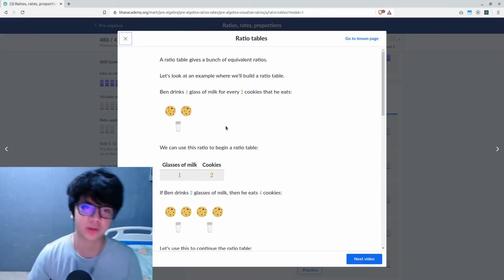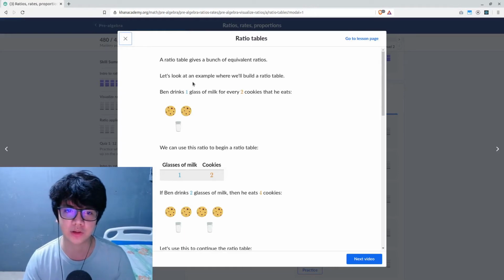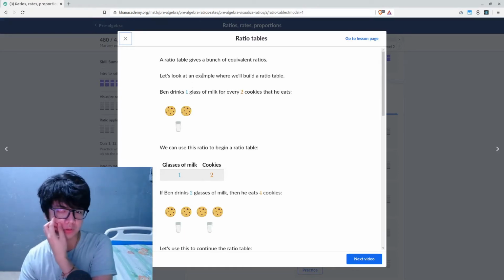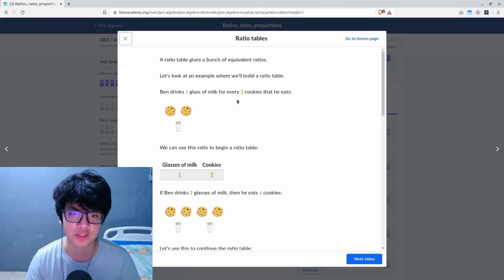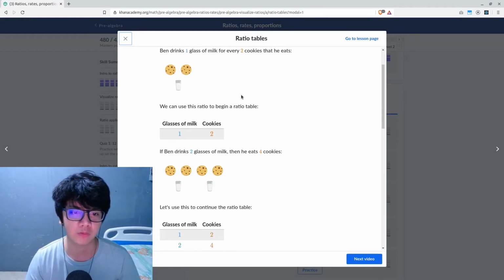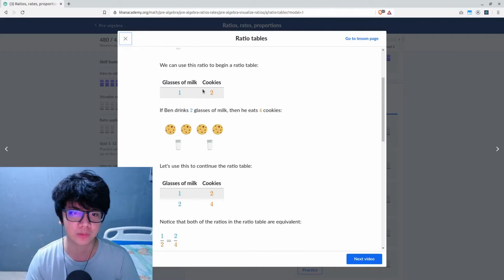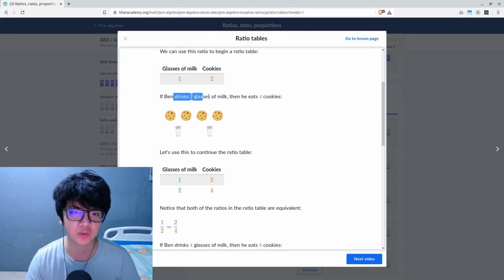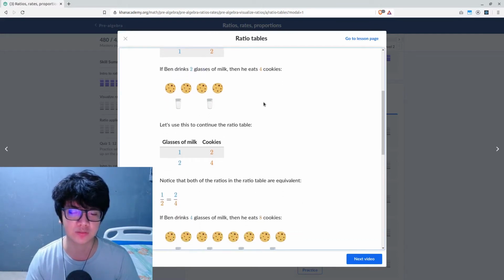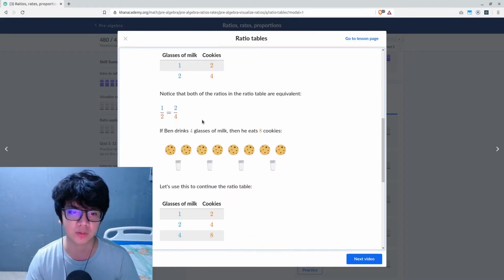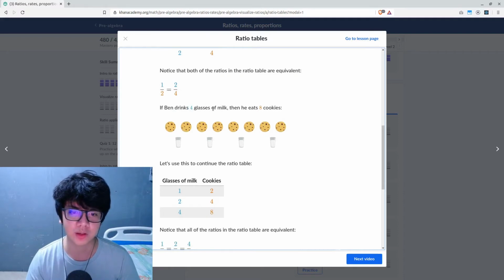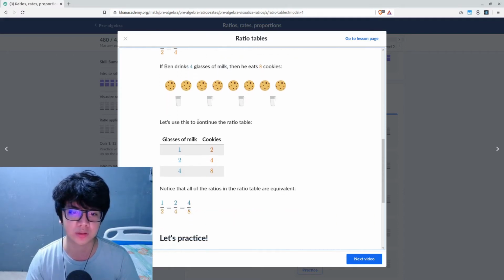A ratio table gives a bunch of equivalent ratios. Let's say an example of a ratio table. Ben drinks 1 glass of milk for every 2 cookies that he eats. We can use this ratio to begin a ratio table. If Ben drinks 2 glasses of milk, then he eats 4 cookies. Notice that both of the ratios in the ratio table are equivalent. If Ben drinks 4 glasses of milk, then he eats 8 cookies.